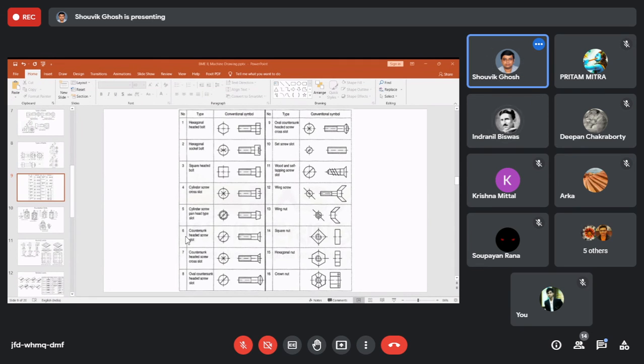Similarly for nuts, additional nuts are also present with different types of heads. You can do the same for the nuts also.